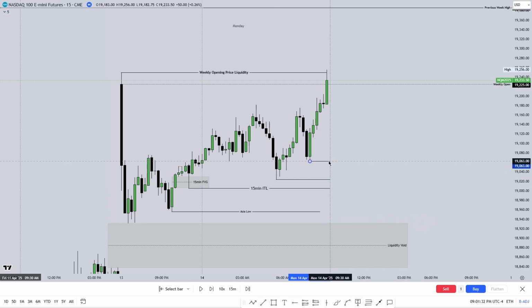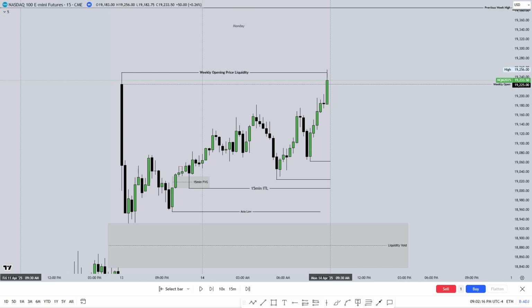Which ones I'm going to take partials at depends on what my risk to reward is on the trade. If I only have a 1-to-1 by the time it hits this one, maybe I'll take off just a little bit. But if I can take off more right here at this 15-minute intermediate term low and get better risk to reward, I'm willing to do that. And then hold runners for my primary draw on liquidity right here.